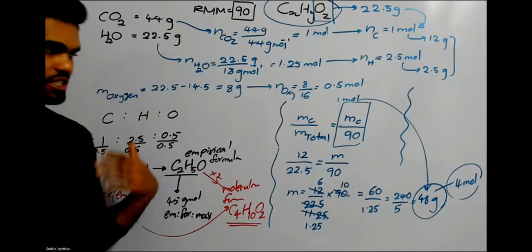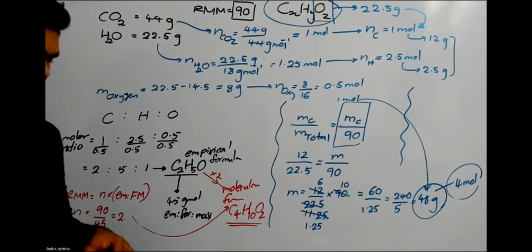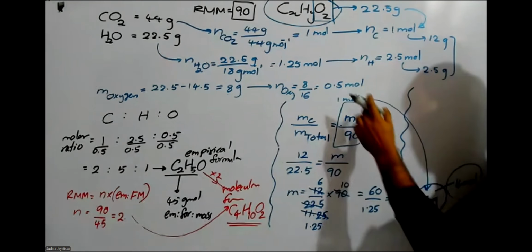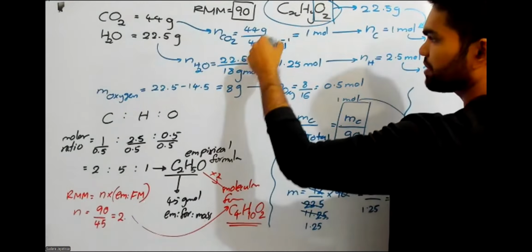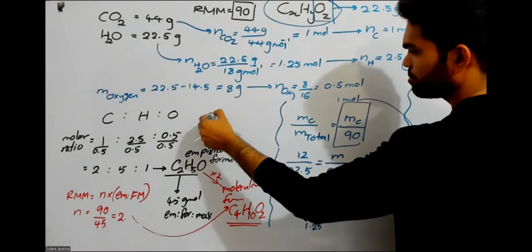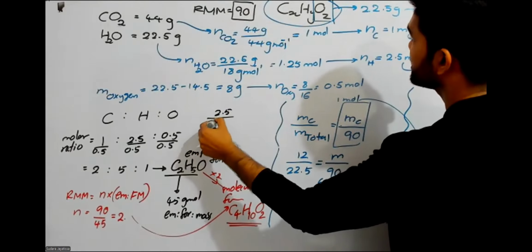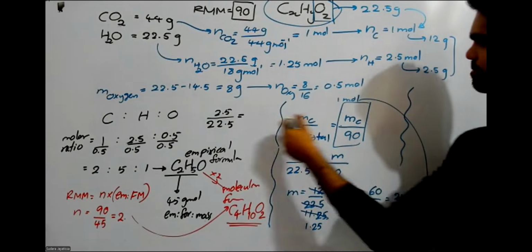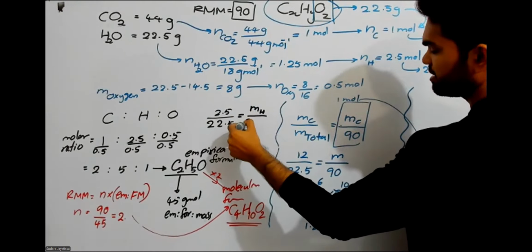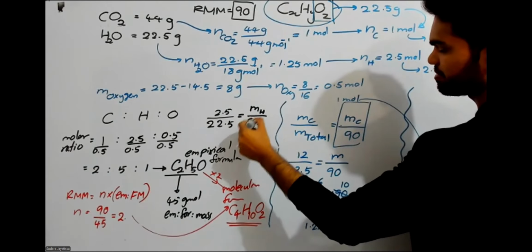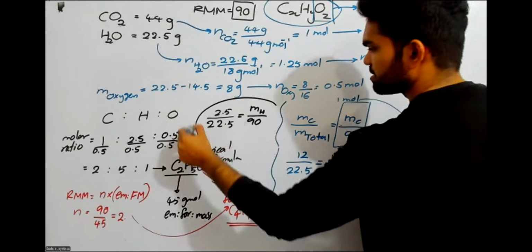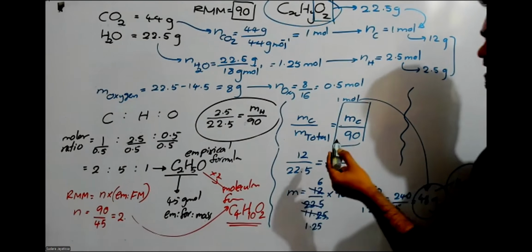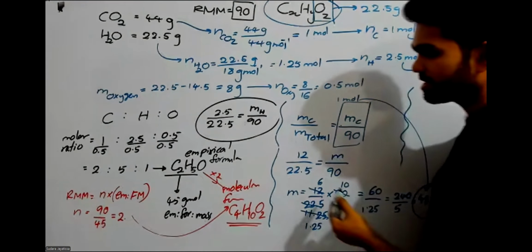And do the same thing for the hydrogen. So how did we write it for the hydrogen? So mass of hydrogen is 2.5 grams. Anyway, you are finding the moles here only. So 2.5 grams over 22.5 is equal to the mass of hydrogen in the compound over 90. Then follow this one. Simplify and find how much mass of hydrogen is there in 1 mole. You should get 10 grams here. So let's see how it is getting.